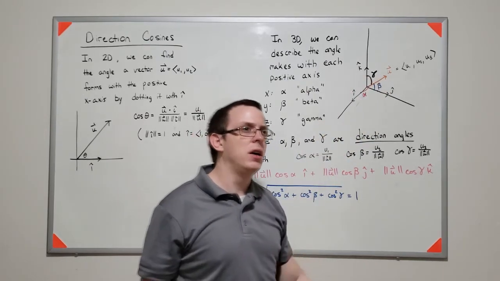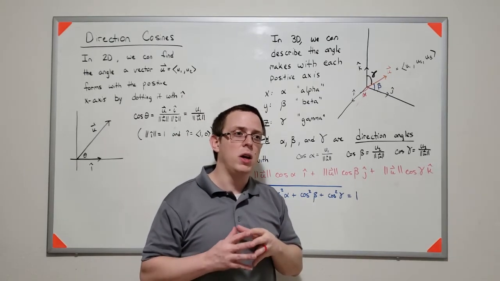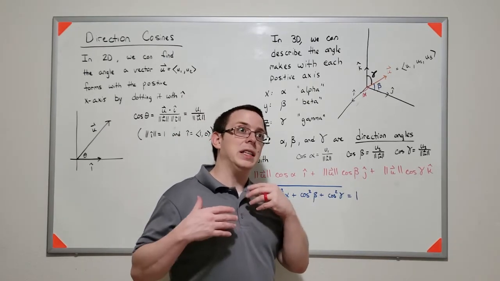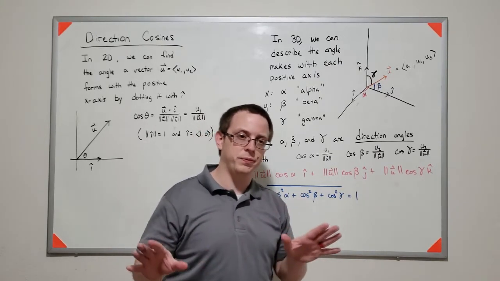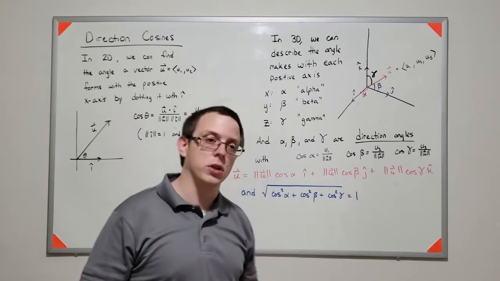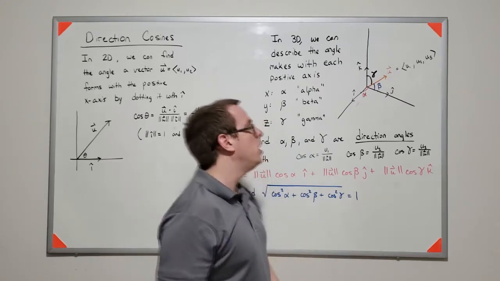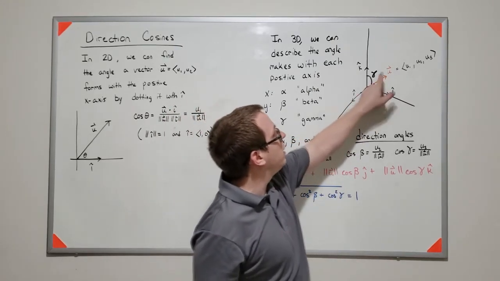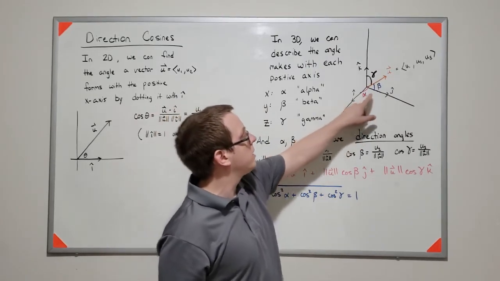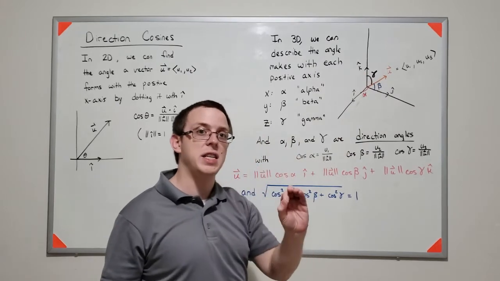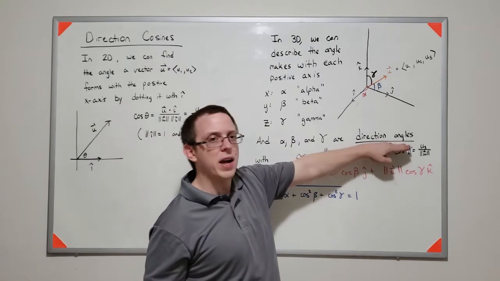We're not going to use theta because we've already talked about using theta and phi when we talk about rectangular, spherical and cylindrical coordinates, and we don't want to confuse those angles with these angles. So we're going to use alpha, beta, and gamma to represent the offsets from the positive x-axis, the positive y-axis, and the positive z-axis, respectively. And we call these angles direction angles.